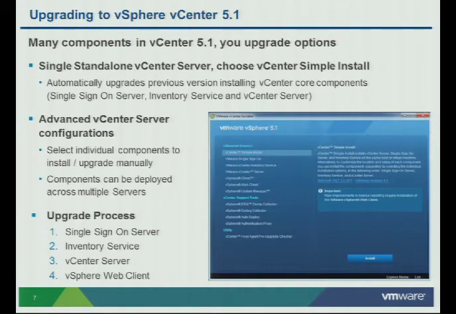Okay. Conversely, you have the advanced server configuration where you're running these components on different hosts. If you're going to go with that advanced configuration, the thing to keep in mind is you won't use the simple install. What you'll do is you'll upgrade each component, install each component separately or upgrade each component separately. And you will start with the single sign-on server, and then you'll move on to the inventory service and the vCenter server. You'll need to follow those in order. And then finally, after you get vCenter upgraded, you'll install the vSphere client.